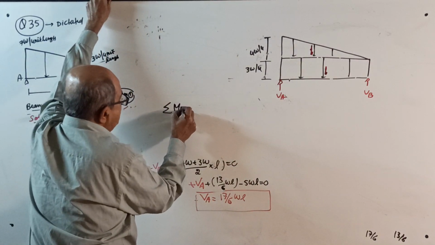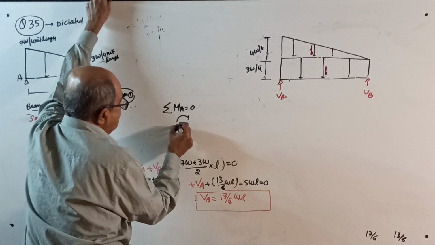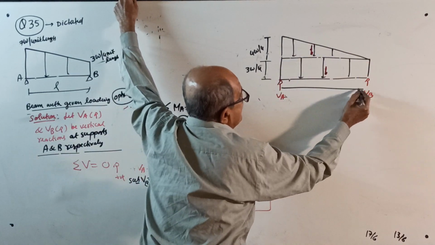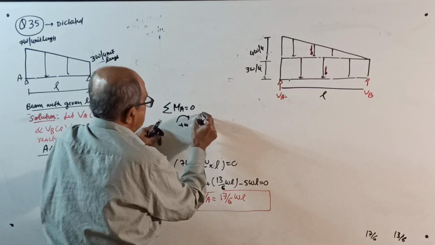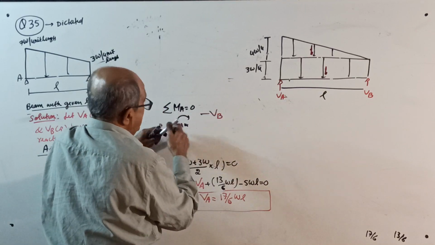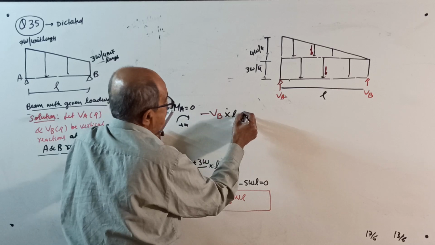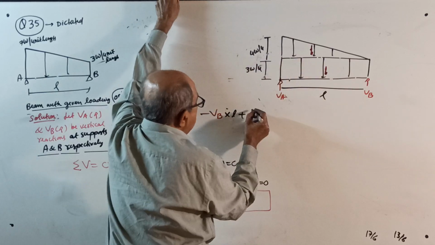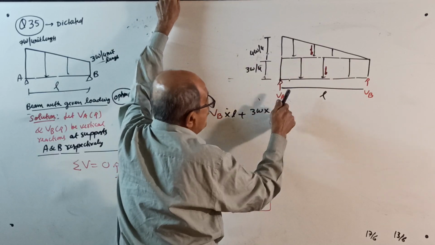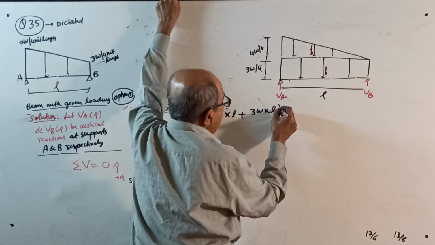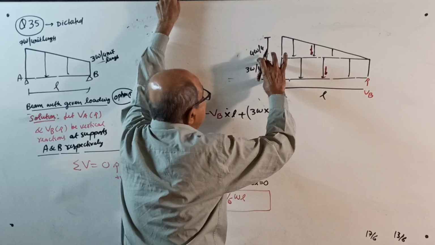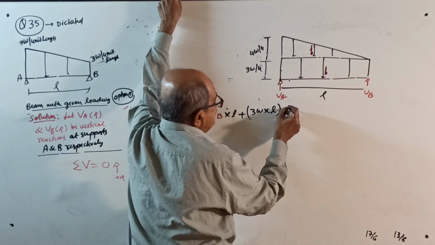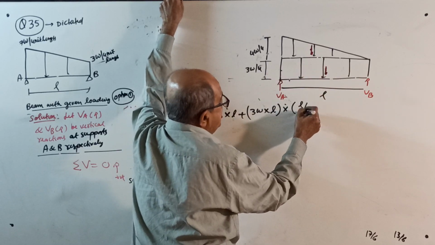Okay, start. Sigma M about A, take clockwise positive. Minus VB into L, plus moment of this UDL, 3W per unit length for a length of L. For UDL, the answer is what? Intensity into loaded length into this length. That length is L by 2.